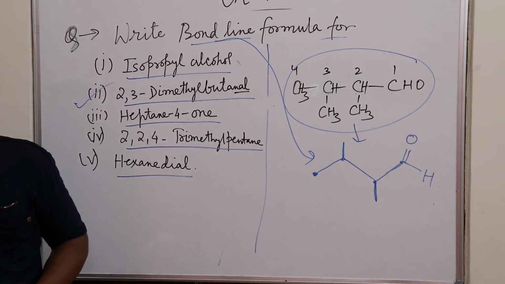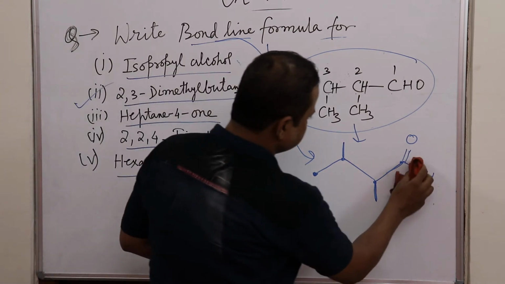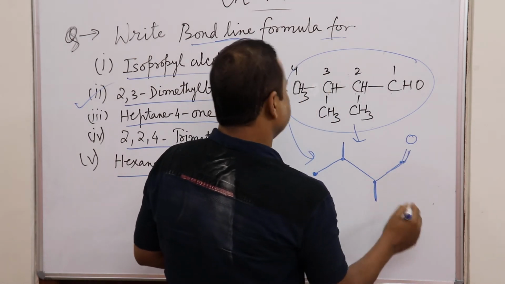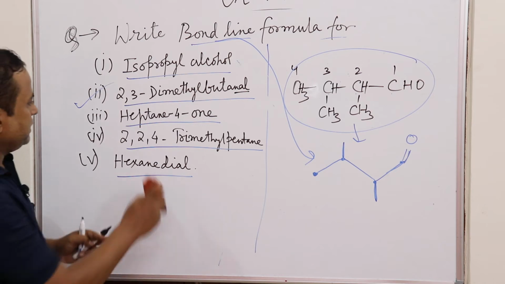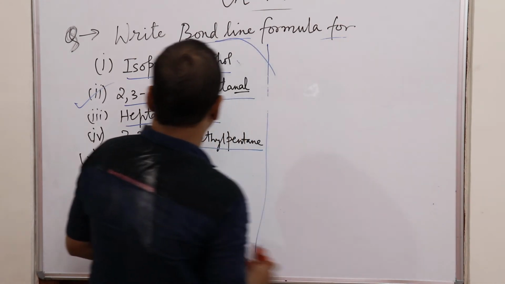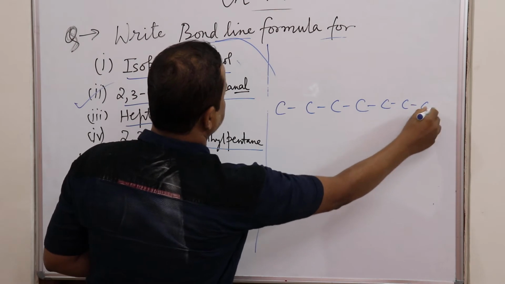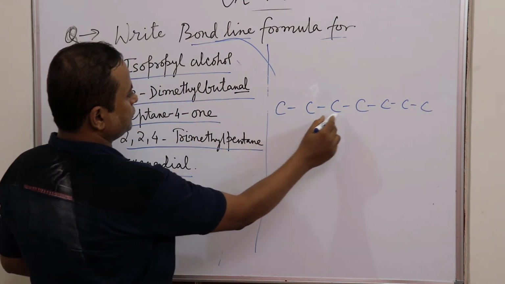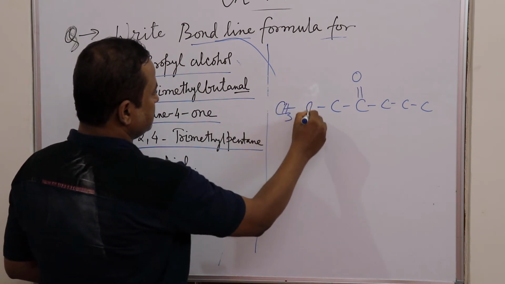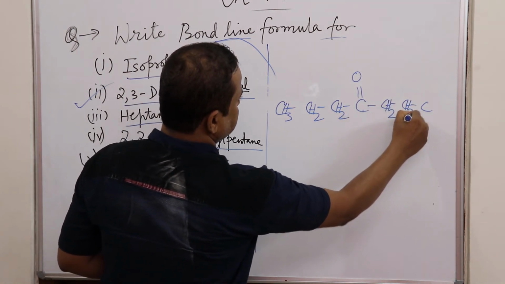Let's move on to the next question, that is heptan-4-one. Now hept means 7 carbon atoms. We don't always write every hydrogen, it's sufficient if you write H only. So hept means 7, let's draw 7 carbon atoms, 1, 2, 3, 4, 5, 6, 7. At the 4th position, a double bond O is there. Heptan-4-one. The rest is CH3, CH2, CH2, no hydrogen at the carbonyl carbon because valency is satisfied.